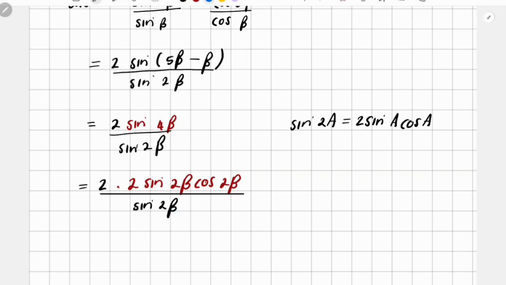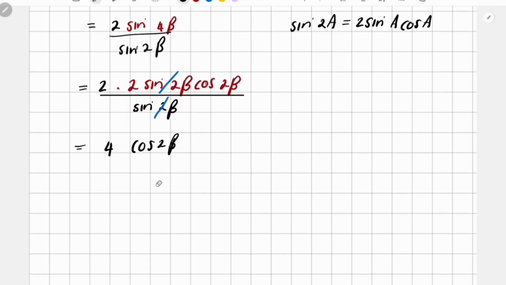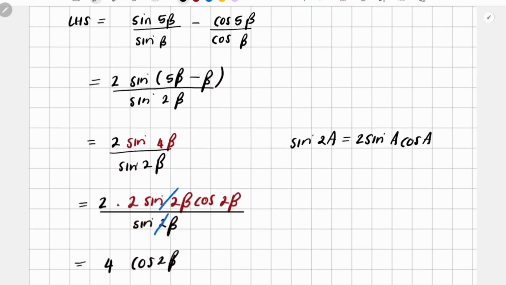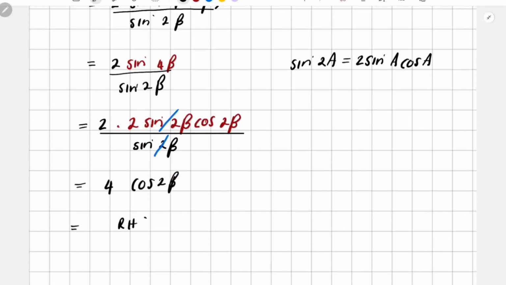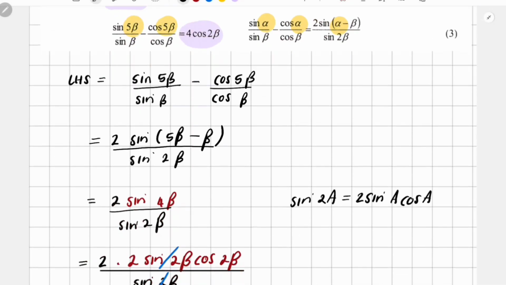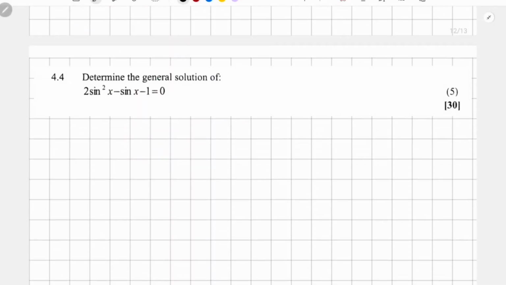Now do you see that sine 2 beta and sine 2 beta can cancel? Then on top you just still have 2 multiplied by 2 is 4, and you have cos 2 beta. And that is how we get to that. So it's finally equal to our right hand side. Okay, so that is that question, and then moving on to the next question.